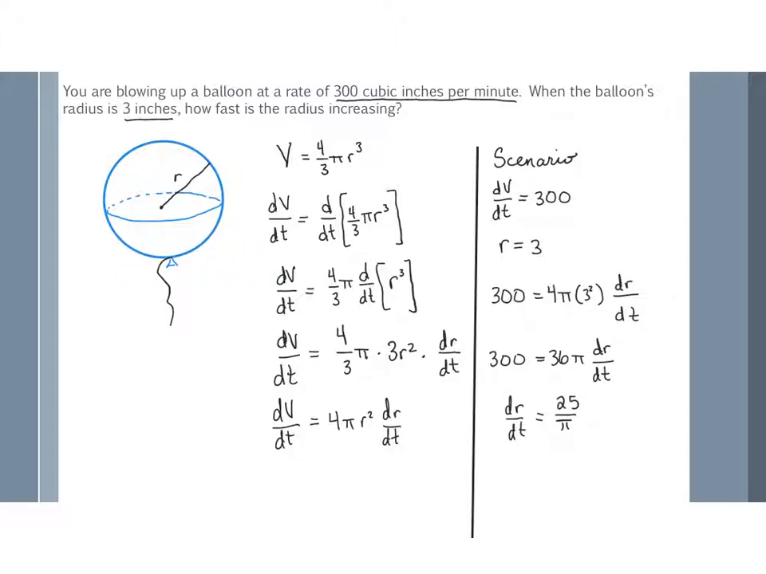And now let's write our final answer in terms of a sentence. The radius is increasing at a rate of 25 over pi inches per minute.